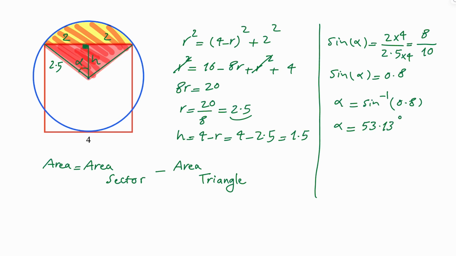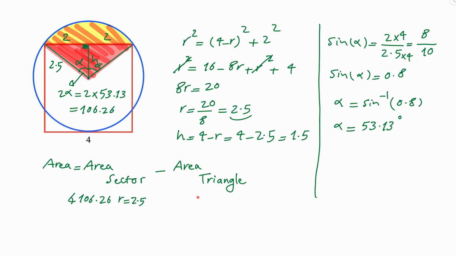53.13 degrees. And here for this sector we have another alpha here that makes the whole angle of this sector 2 alpha. So the angle will be 2 alpha, which is 2 times 53.13, and we will have 106.26, which I can write here for the angle of this sector, and the radius of this sector is 2.5.